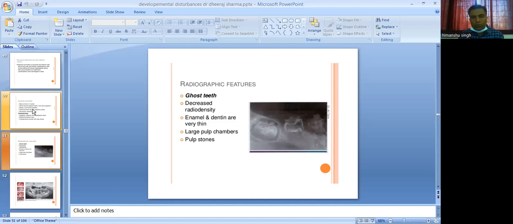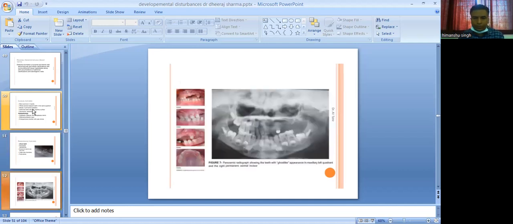Radiographic features, as you can see, in the X-ray, the ghost teeth usually show decreased radiodensity. The enamel is very thin, with large pulp chambers. Curved stones are also seen. So you can see in this photograph teeth with a ghost-like appearance in the left quadrant and the right permanent central side.